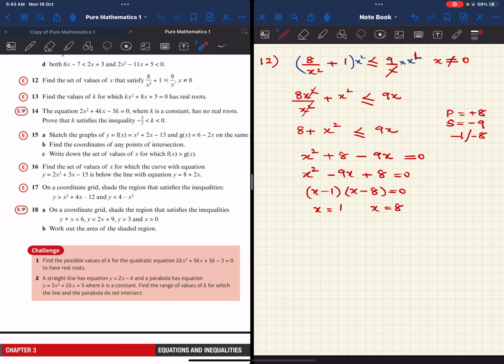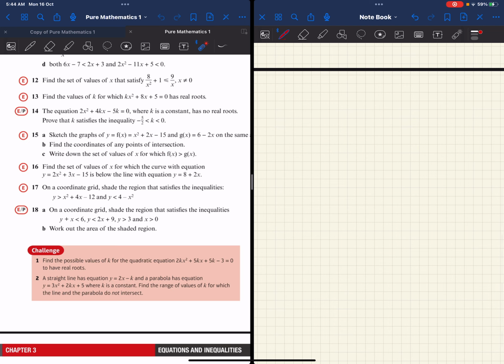So let's draw a graph to figure out the inequality. Since the question says we are looking for the y values less than, so this is like less than 0, we will look for the area below the x-axis. So this is 1 and 8. So x values will be greater than or equal to 1, less than or equal to 8. That answers question number 12. Moving on to question 13.